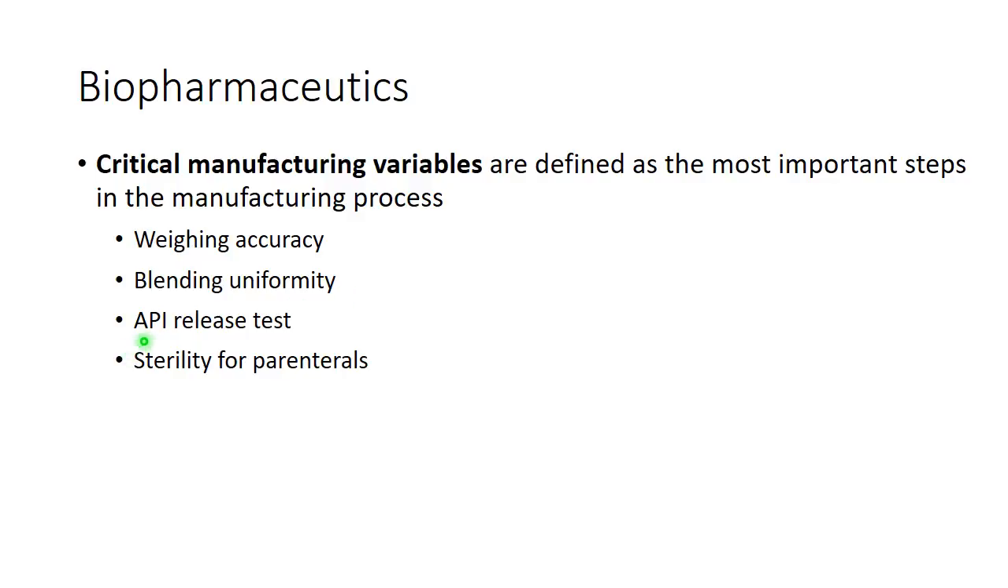They have to do an active pharmaceutical ingredient release test. How fast is it released from the drug product? And how do you ensure sterility for parenterals? Parenteral almost always means injectable, but technically it means anything that's administered outside of the gastrointestinal system. But really, most people just mean injectable.